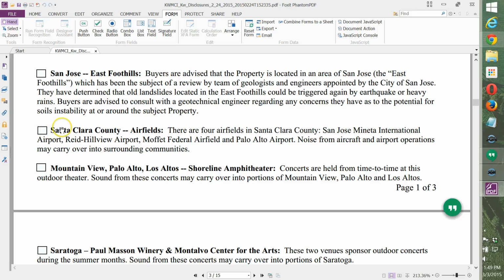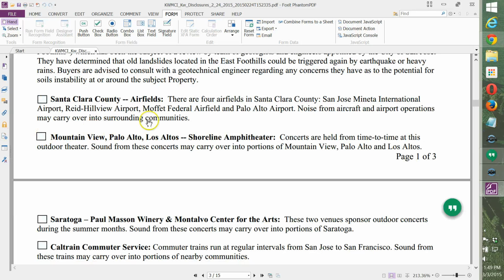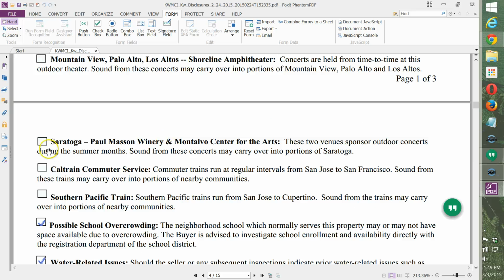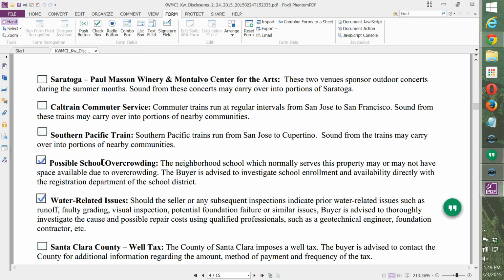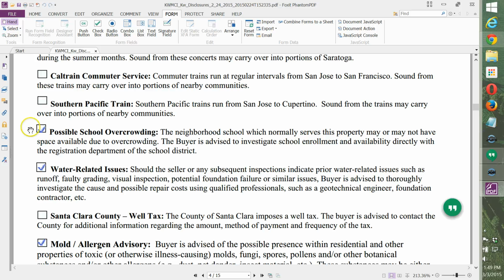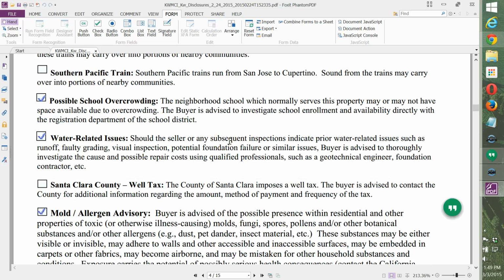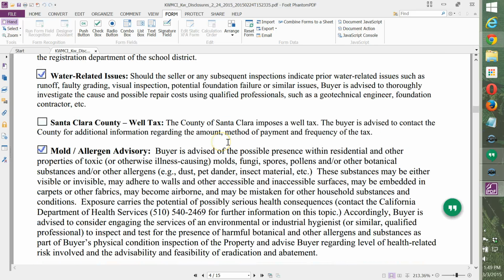Did you know that we have airfields? There's an amphitheater in Mountain View. In Saratoga, there's noise, there's Caltrain, there's the Southern Pacific. People will buy a house and say, I didn't know I could hear the train. I didn't know that you could hear Shoreline. Notice some of these are checked for you: possible school overcrowding, water-related issues, and the mold allergen advisory.